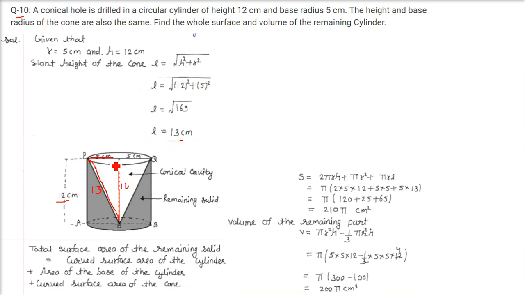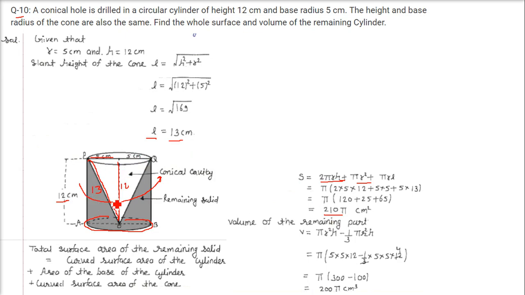Now what is the total surface area? Total surface area will be this one plus this one. What is the curved surface area of the cylinder? 2 pi r h. What is the base area of the cylinder? It is pi r square. And what is the curved surface area of the cone, which is actually the cut part of the cylinder? That is pi r l. So we just have to add these three. And we know the radius, now we know the slant height also. Just put in here, it will be 210 pi.